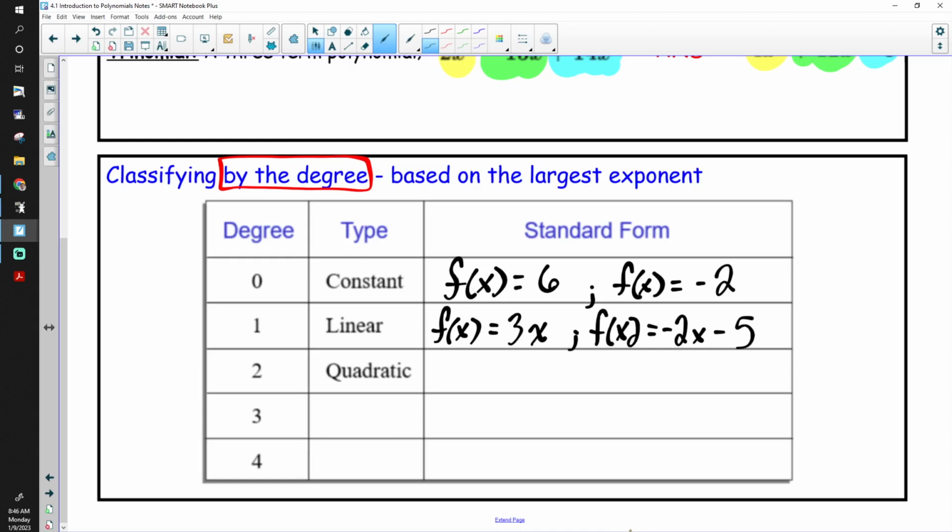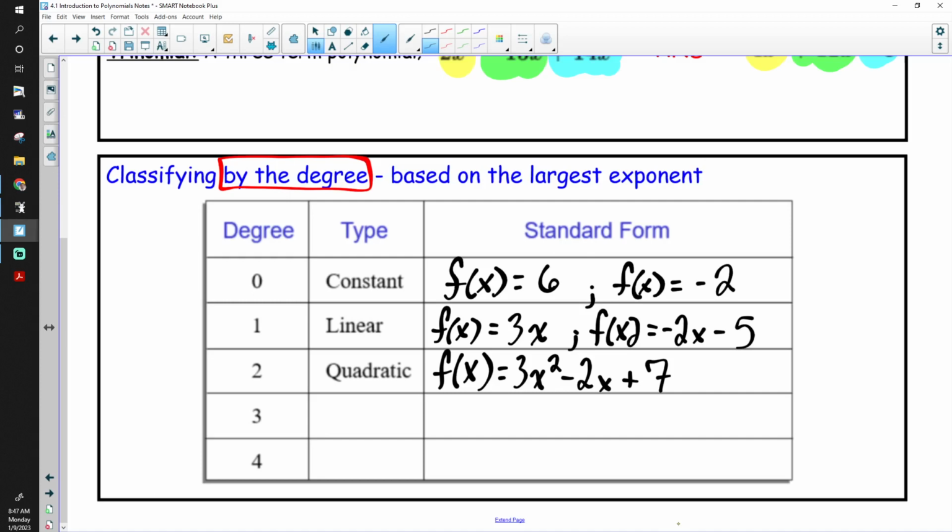Degree 2. We know these, and we've used this word. It's called a quadratic. If you have a polynomial with the largest exponent of 2, x squared, x to the power of 2, that is called a quadratic. We'll do an example. F of x equals 3x squared minus 2x plus 7. There's an example of a quadratic because the largest exponent is 2. This has degree 2. It's called a quadratic.